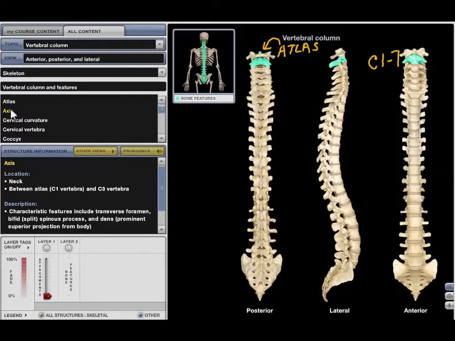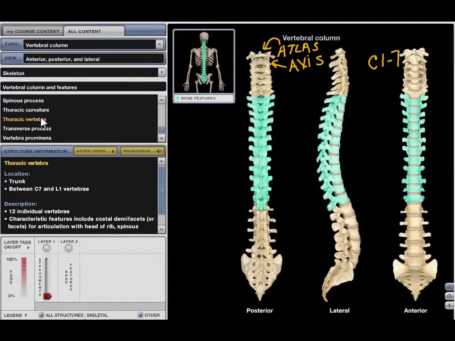And next we have C2, or the axis. And the axis is named because it is the axis upon which the head rotates. Be sure to look at both the atlas and the axis in the lab, and be familiar with the features of these 2 bones, how they articulate with each other, and how the atlas articulates with the skull, and how their movement is translated into the movement of the head.